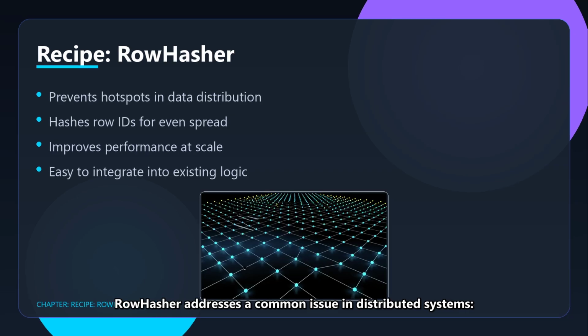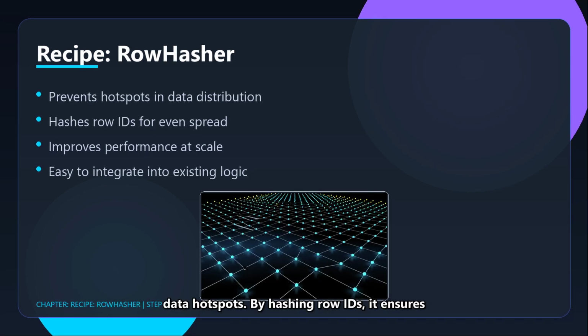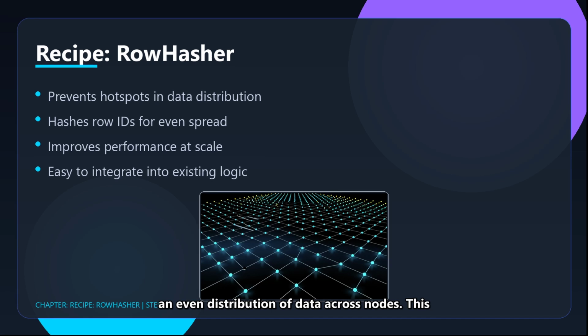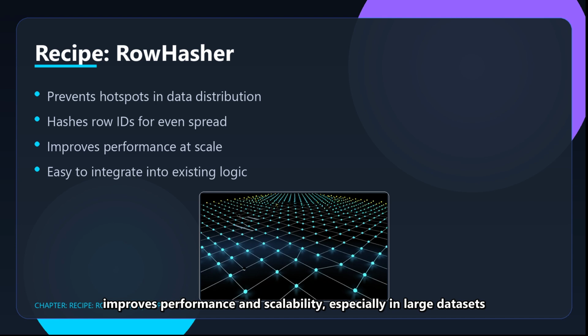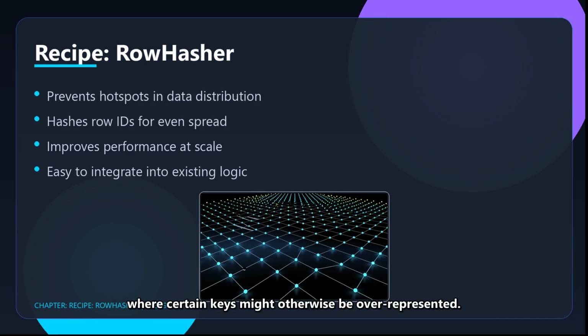RowHasher addresses a common issue in distributed systems: data hotspots. By hashing row IDs, it ensures an even distribution of data across nodes. This improves performance and scalability, especially in large datasets where certain keys might otherwise be overrepresented.